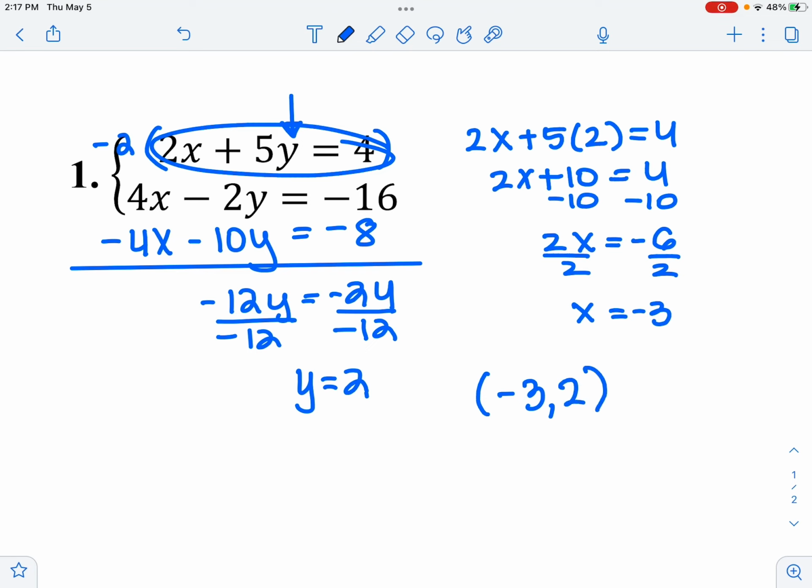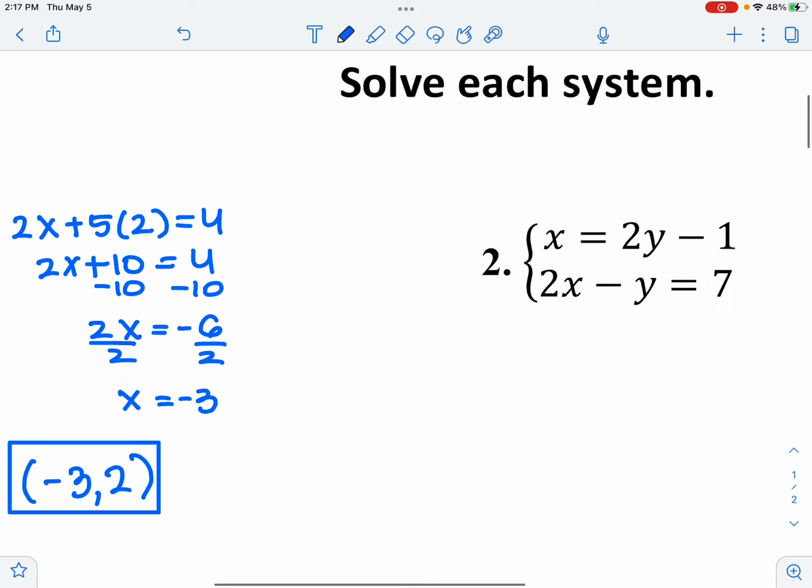I could also use my second equation to check to make sure it's right. If I plug in negative 3 for x, I get negative 12. If I plug in 2 for y, I get minus 4, which is equal to negative 16. So I know that it's right also. Okay? All right, here's number 2.